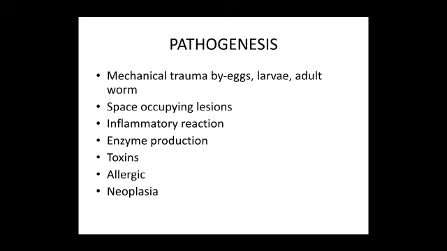The second pathogenesis could be a space-occupying lesion. For example, the hydatid cyst, or otherwise the Echinococcus, wherein you have the cyst which is large and may compress the surrounding tissues or organs.